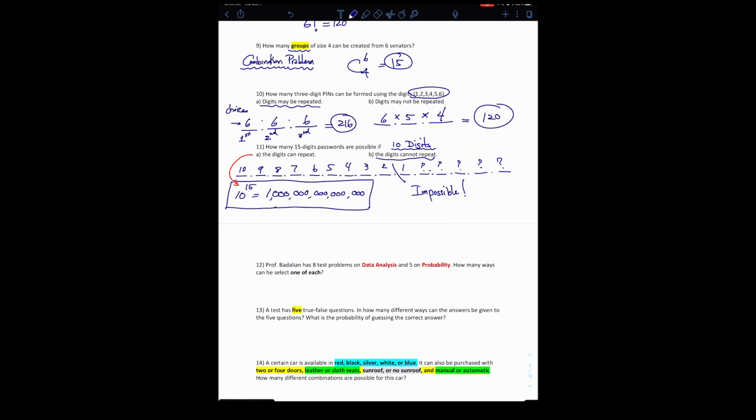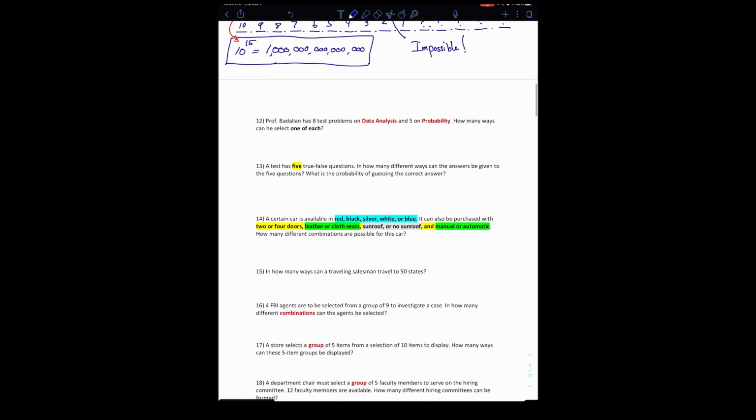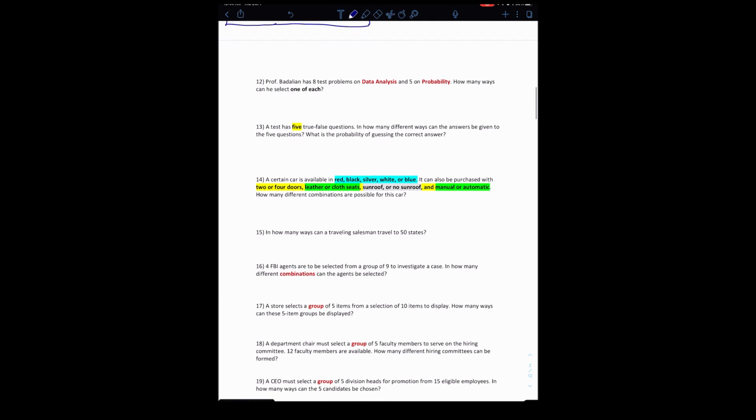Great. So let's move on to some more of these questions just so we can get used to it. Professor Badalian has 8 test problems on data analysis and 5 questions on probability. How many ways can he select one of each?